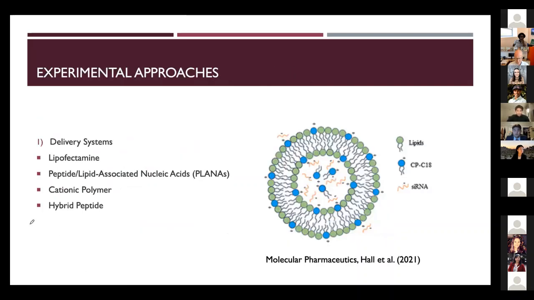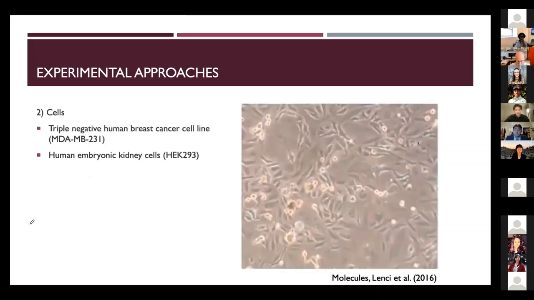So for our experimental approaches, our delivery systems are Lipofectamine, peptide lipid-associated nucleic acids, or PLANAs, cationic polymers, and hybrid peptides. Lipofectamine and cationic polymers are commercially made transfection agents that we used, and PLANAs and hybrid peptides were designed and created in one of Dr. Montazeri's labs. For the cells we use triple-negative breast cancer cell lines, or MDA-MB-231, and human embryonic kidney cells, or HEK293.